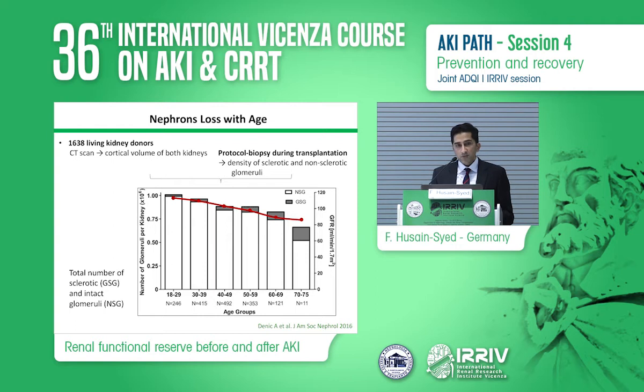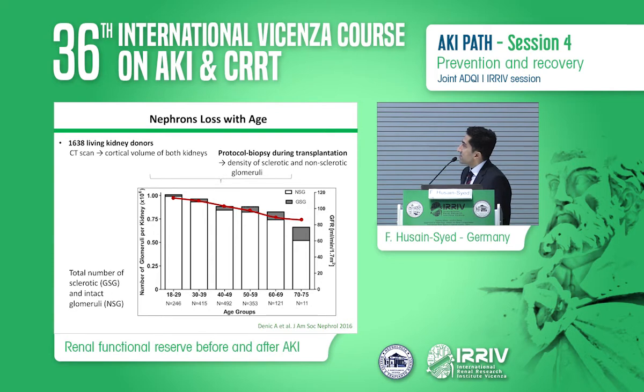And in those biopsies, they analyzed thoroughly how many glomeruli are intact and how many are sclerotic. And with that information, the density of the glomeruli and the cortical volume measured in the CT scan, they estimated the total number of nephrons throughout the age. So as you can see, the number of the intact nephrons, so this would be the white bar, decreases with age, and at the same time you have an increase of the sclerotic glomeruli.